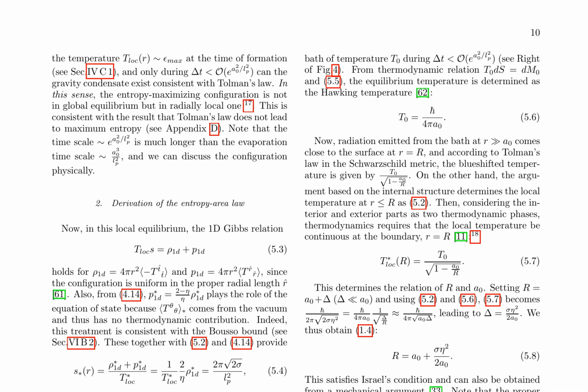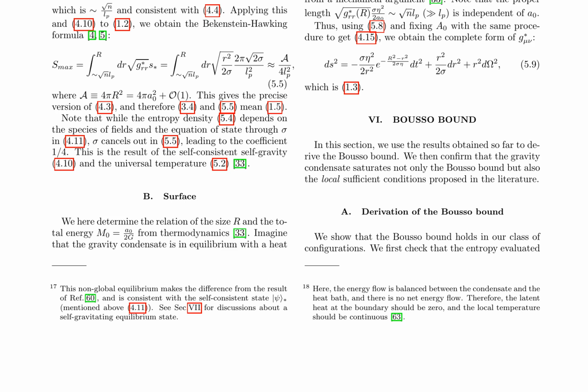This configuration leads to the derivation of the entropy law and the Bekenstein-Hawking formula, emphasizing the importance of the temperature T-lock, R, and its relationship to the local entropy density. The surface temperature T0 is determined through thermodynamic principles, resulting in the Hawking temperature. At the boundary, the local temperature is continuous, validating the Bousso bound.